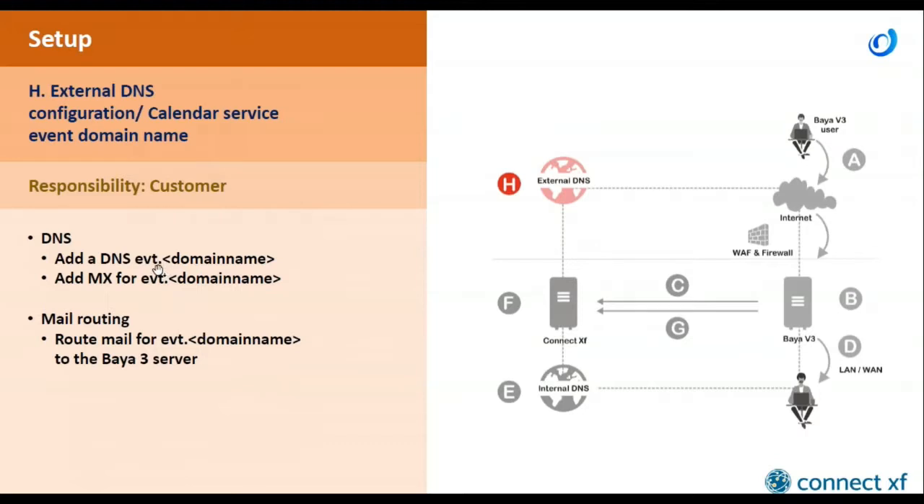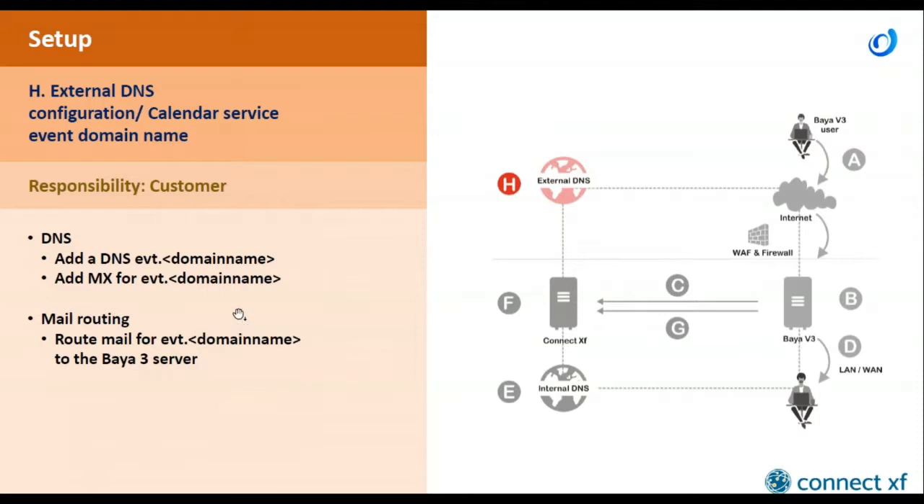This domain name will have MX pointing the DNS records in your external DNS. So that needs to be added. And the mail routing configuration needs to be done for this domain on the BIA 3 server.